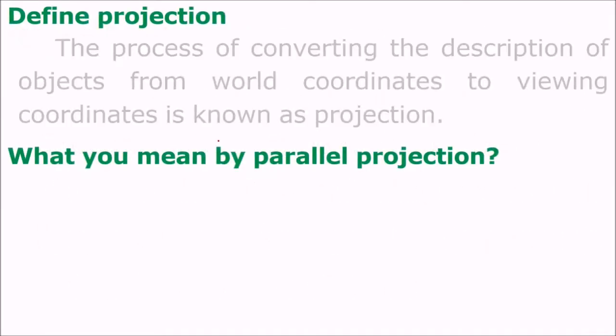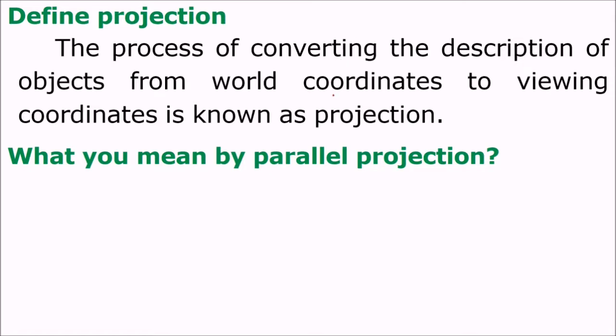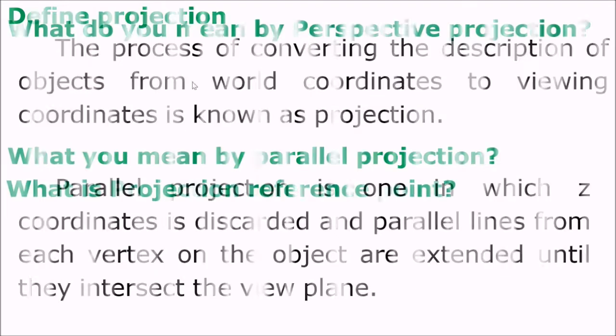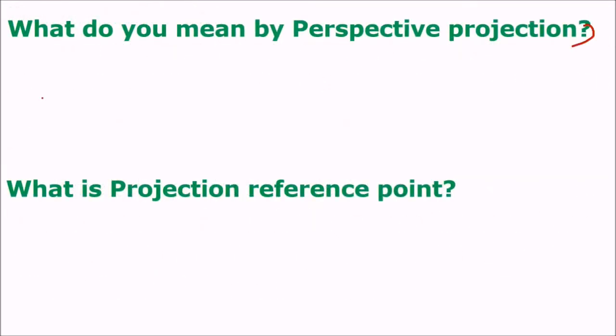Again, projection: the process of converting the description of an object from the world coordinate system to the viewing coordinate system is known as projection. This is another definition. So what do you mean by parallel projection? The parallel projection is one in which the z coordinate is discarded and parallel lines from each vertex on the object are extended until they intersect the view plane.